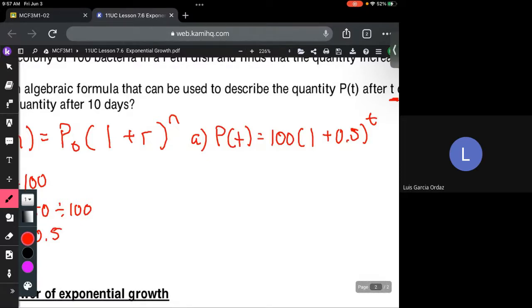P0 is just one thing together. It's just a fancy way of saying the initial amount, or how much you had at the beginning.